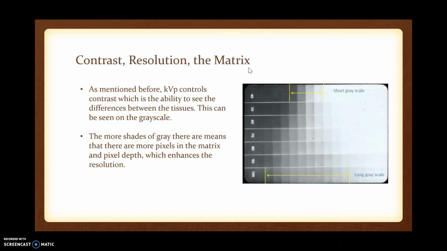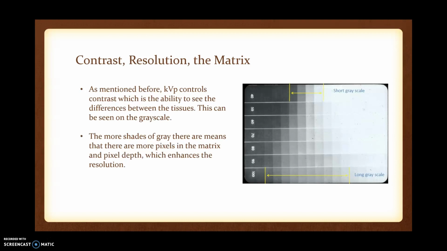Alright, contrast, resolution, and the matrix. I talked a little bit about contrast, but I didn't really go into detail. We have the short gray scale right here, and as you can see, there aren't that many shades of gray. But when you look at the long gray scale, there are quite a bit of shades of gray, and that helps with the contrast.